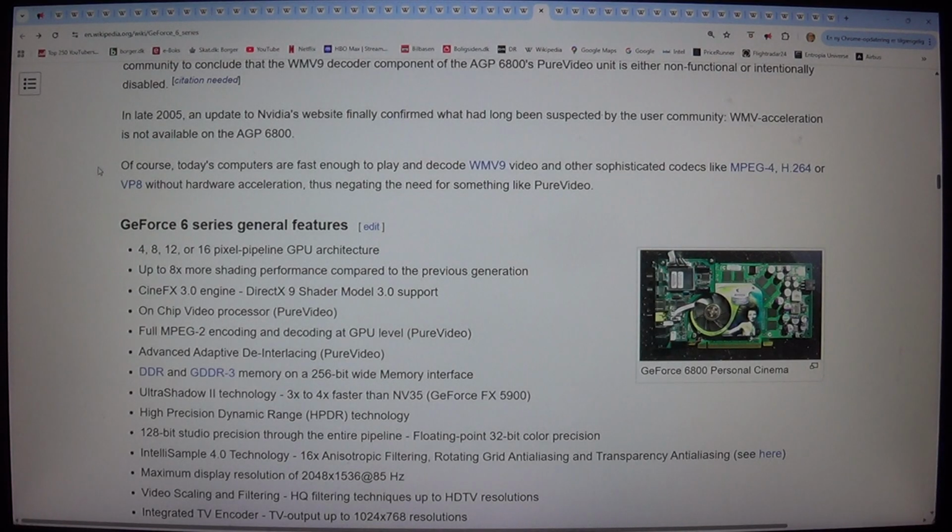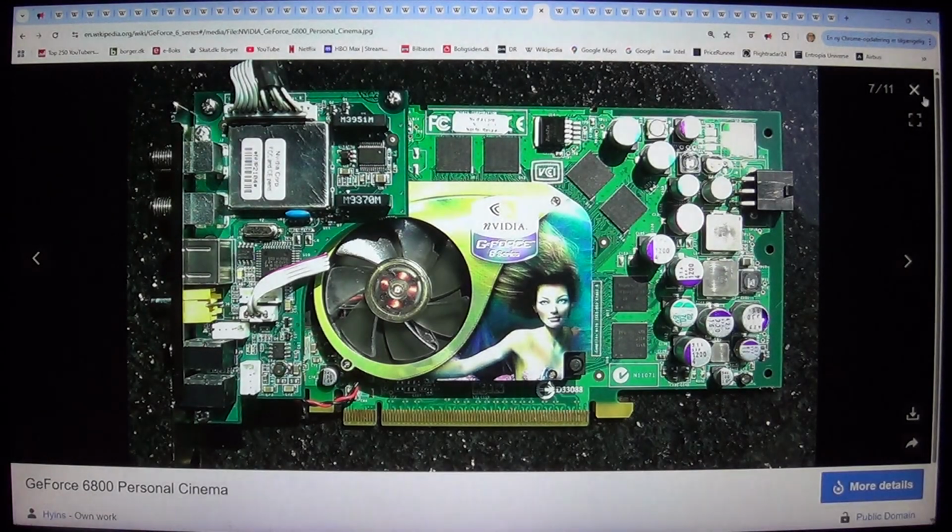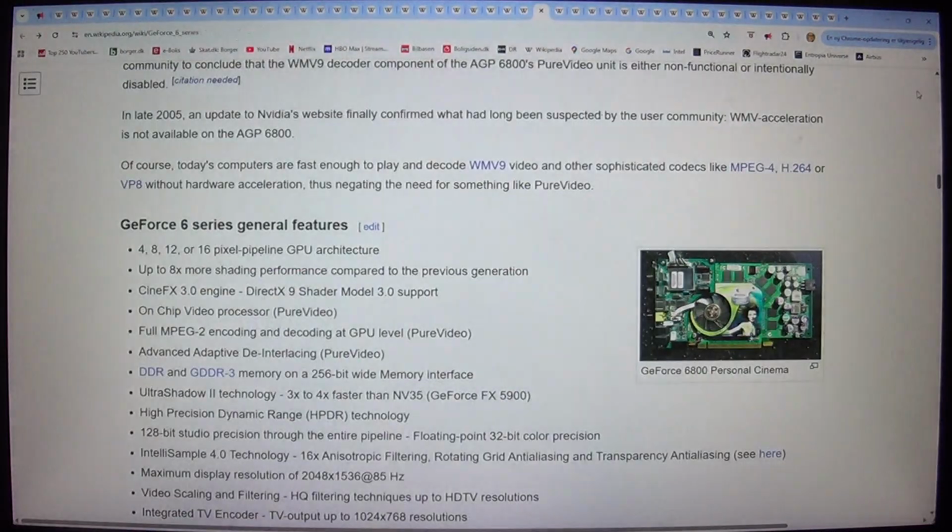Of course, today's computers are fast enough to play and decode WMV9 video and other sophisticated codecs like MPEG-4, H.264 or VP8 without hardware acceleration, thus negating the need for something like PureVideo.